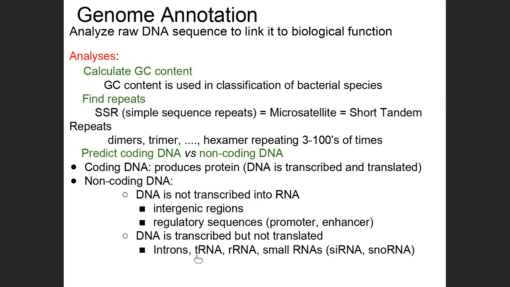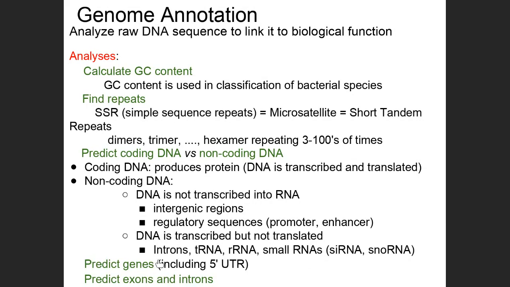This is transfer RNA. That's the guy that brings the amino acids to the ribosome. This is ribosomal RNA. So there is in the DNA a sequence that encodes ribosomes. And it's really important because if you can't make ribosomes, you can't make protein and you're not viable. And then there are other small RNAs that people learned about more recently.